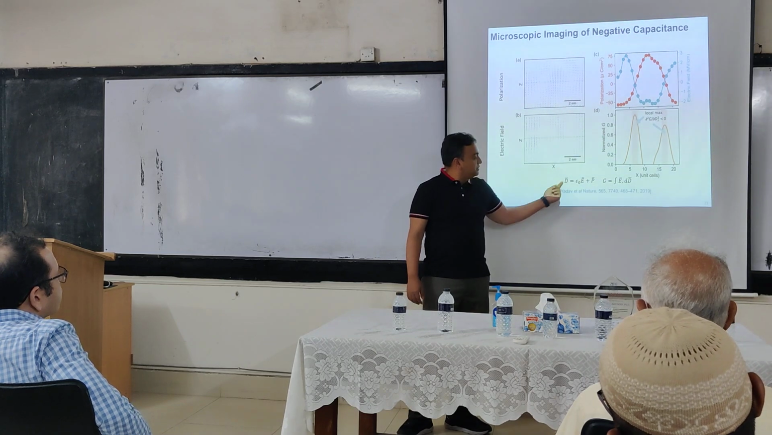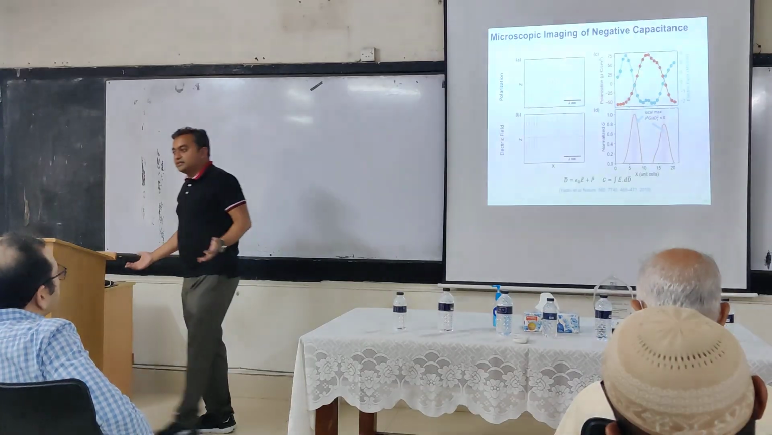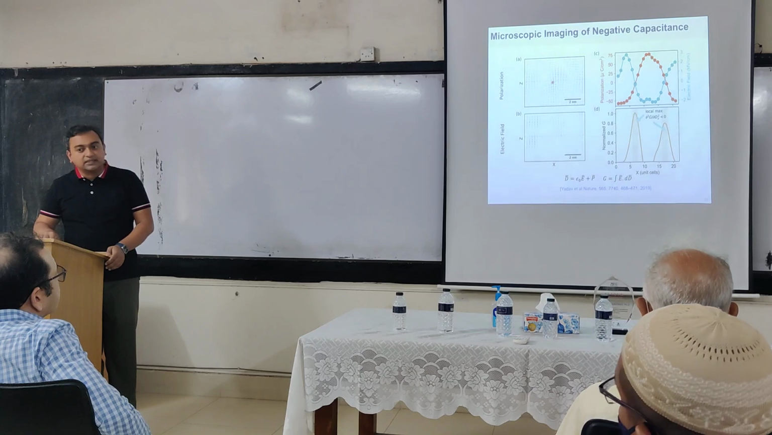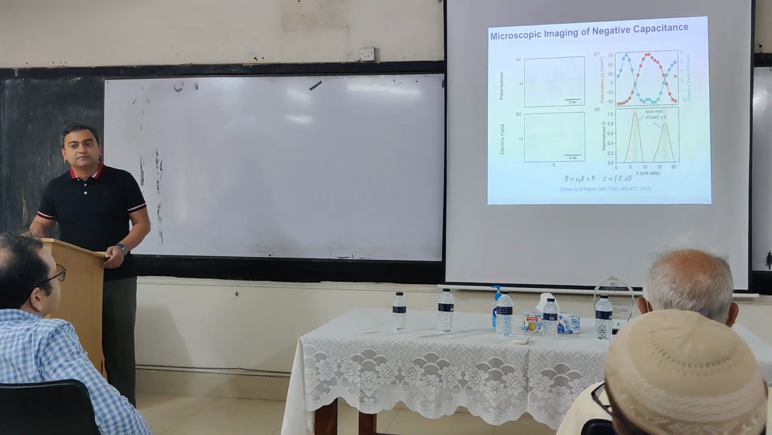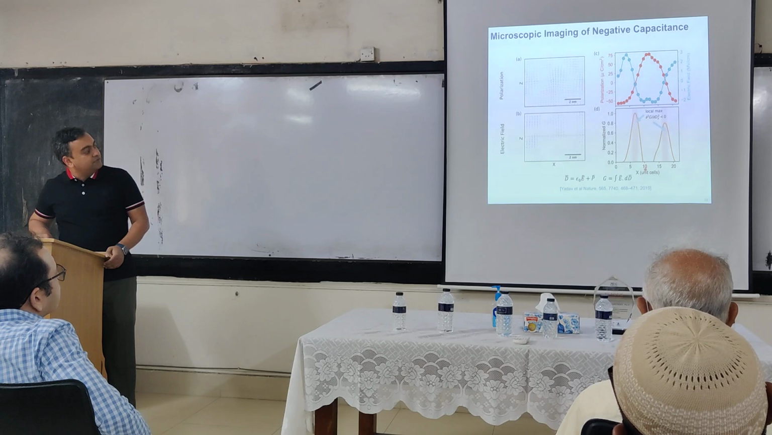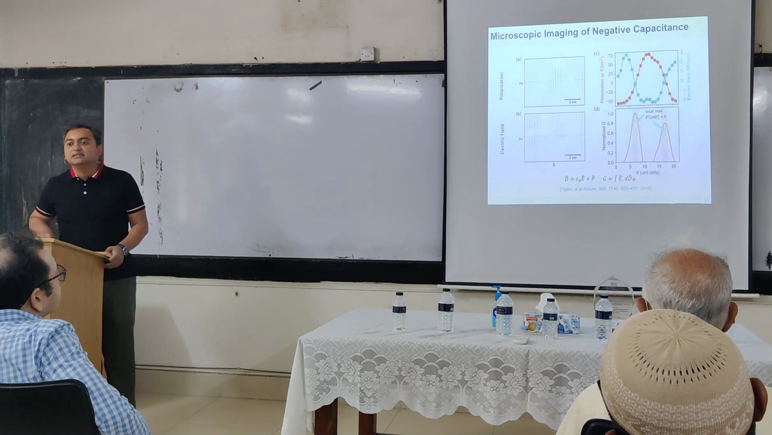So I know E, I know P, I know D. So now I know everything about the material. What I'm showing is I took a line cut along this line, and along that line I get this polarization and this electric field. Once we know that, we can figure out the internal energy, which is E dot dD.